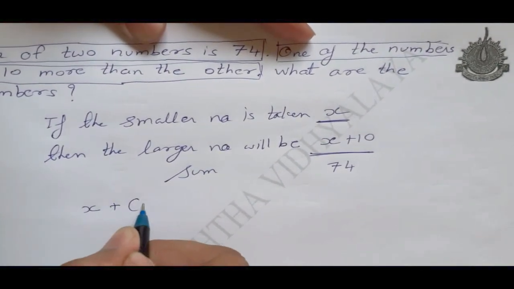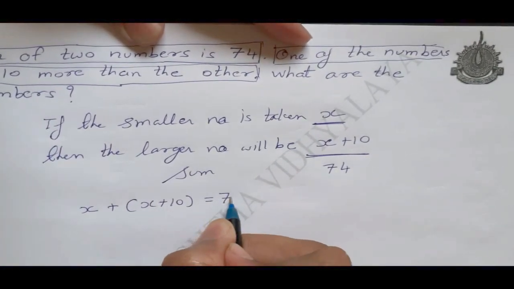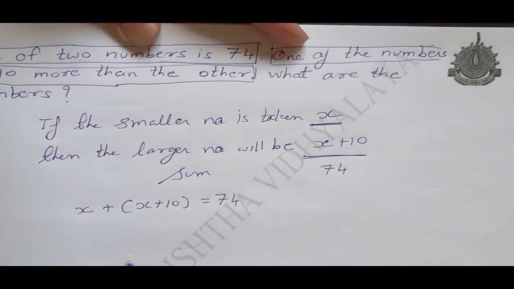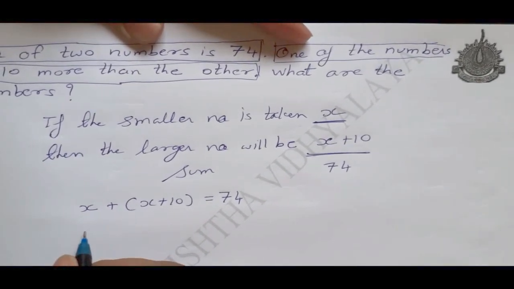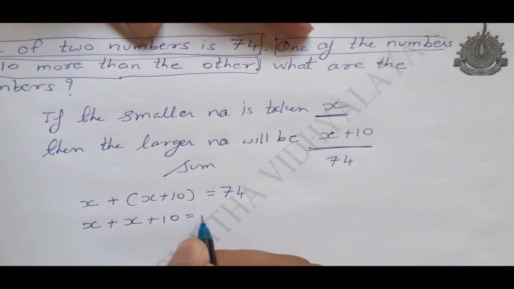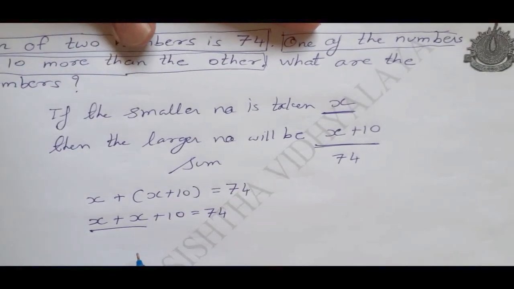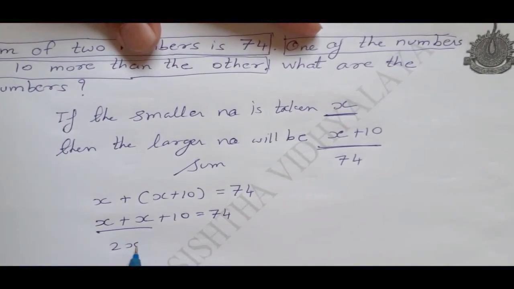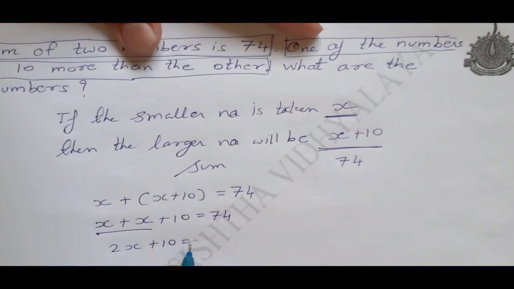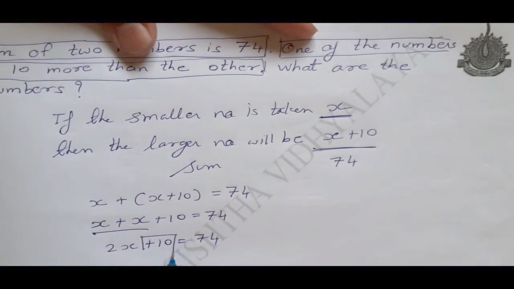Now this means x plus (x plus 10) is equal to 74. Now here we'll open the bracket. So x plus x plus 10 is equal to 74. Now this x and x are variables. So x plus x will be 2x plus 10 is equal to 74. Then here it is plus 10.